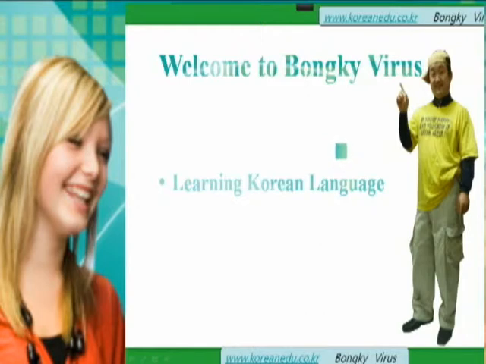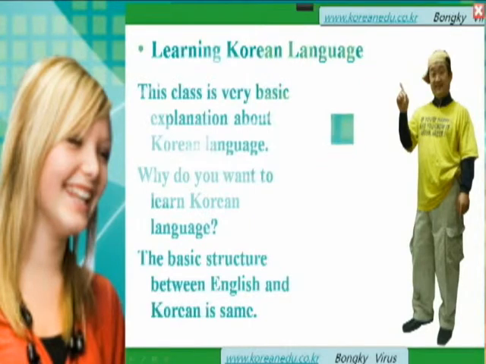Okay, today we will deal with very basic Korean structure and language. This class is a very basic explanation about the Korean language. Why do you want to learn Korean? Everybody has different opinions, right? Some people might have good Korean friends. Some people are interested in Korean culture, and some have planned to travel to Korea. Everybody has different reasons.